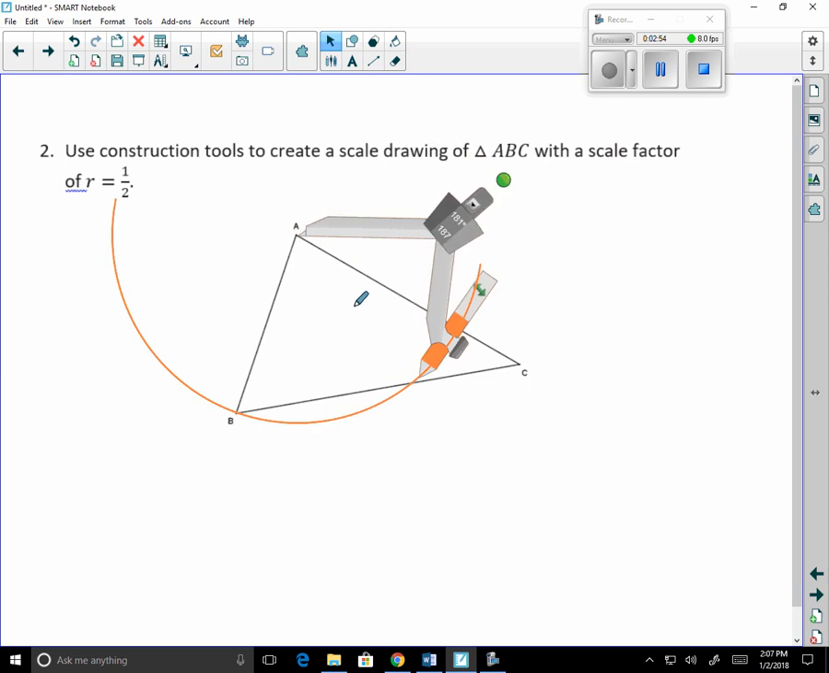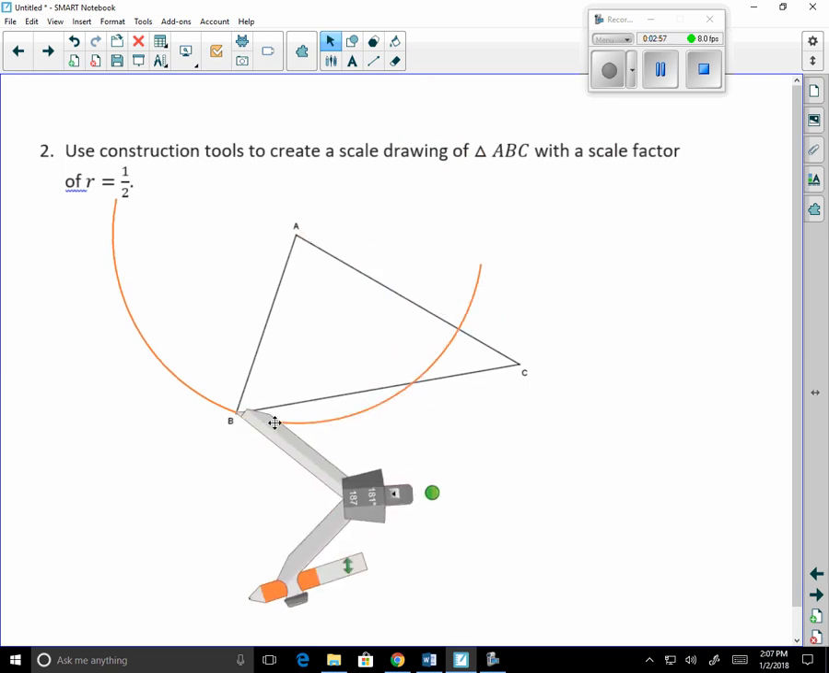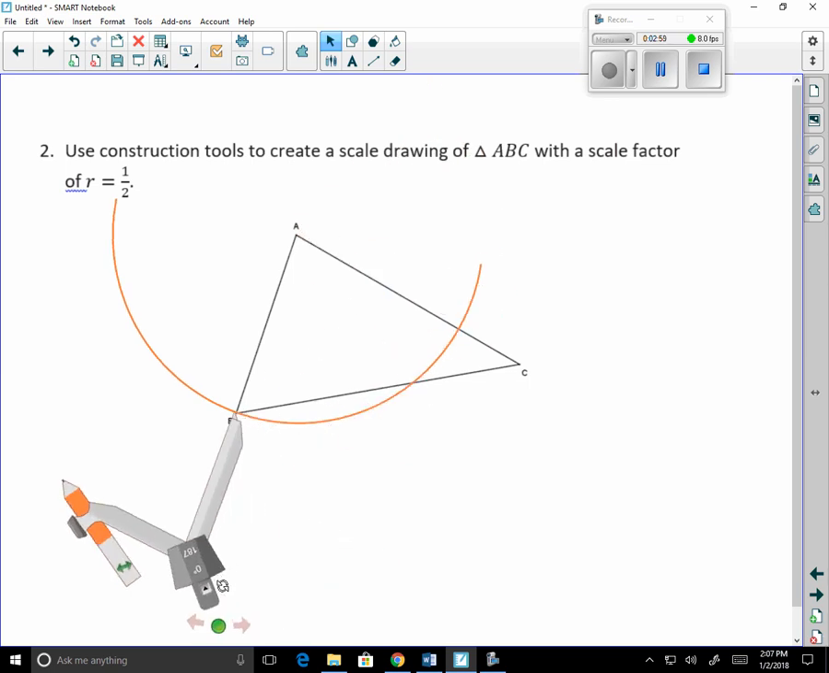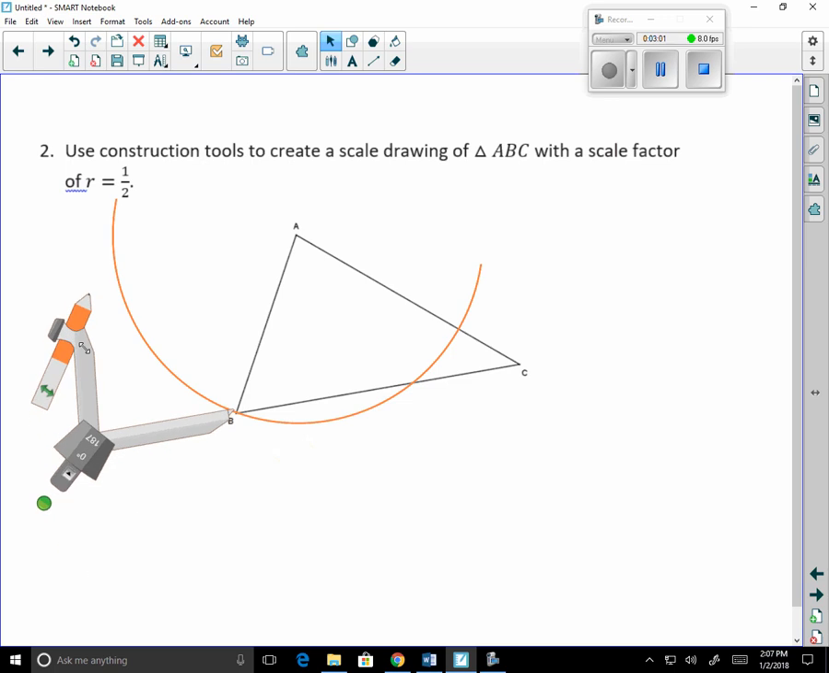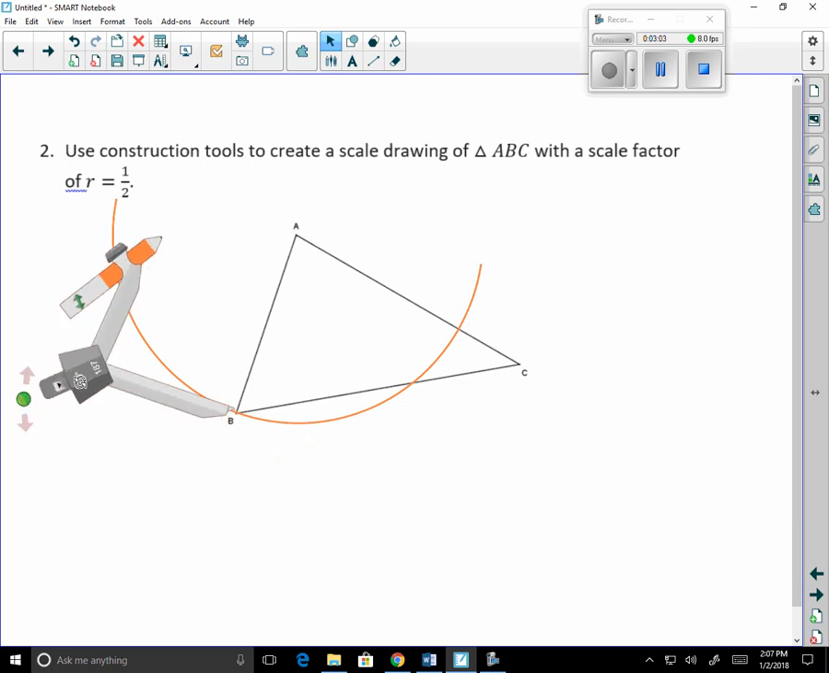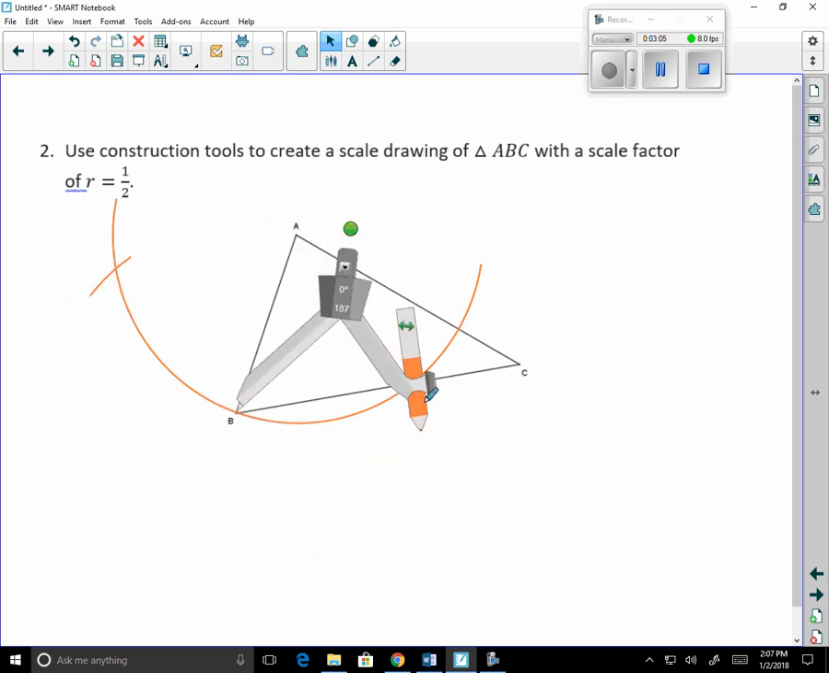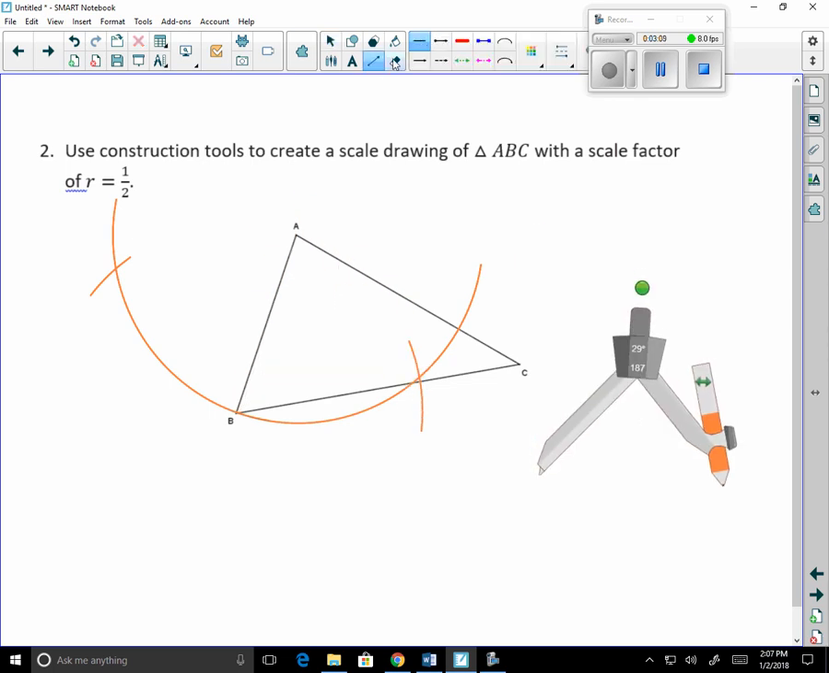So we'll go through and mark that there and do the same thing so that the arcs intersect. I don't really need to make the full arcs. If you want to just make small ones, that works too. And then if I take our straight edge, make a straight line to intersect those 2 intersecting arcs, this would be the new location of B prime. Again, remember we said that we're going to keep A where it was.